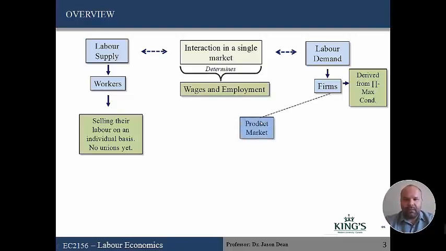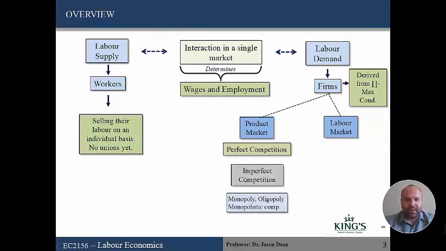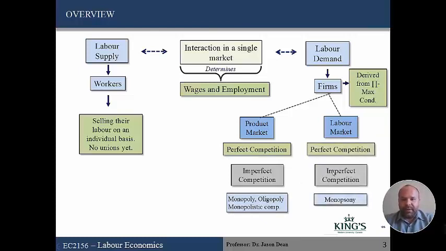Now, firms operate in the product market. Okay, so they obviously are selling a product or service. They also purchase labor in the labor market. Now, the product market can be either perfect competition, imperfect competition, or it could be a monopoly or oligopoly. Imperfect competition includes monopoly, oligopoly, and monopolistic competition. We can have a perfectly competitive labor market, an imperfect competition in the labor market. We're going to just specifically look at a monopsony, okay, and we'll look at that later.